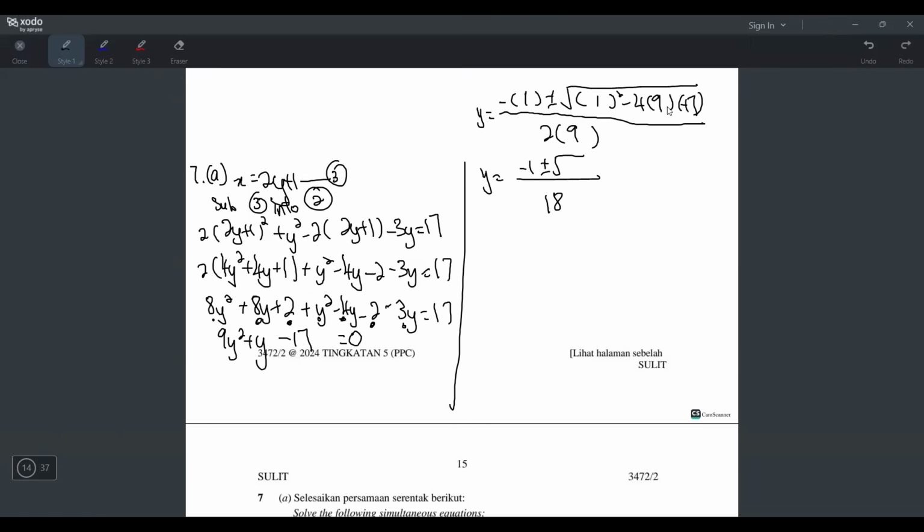Bracket negative 17. Okay, my calculator gives me 613. So your b squared minus 4ac is actually greater than 0. It means your discriminant is positive, so you have two different roots. Yes, you will end up with two different roots now.